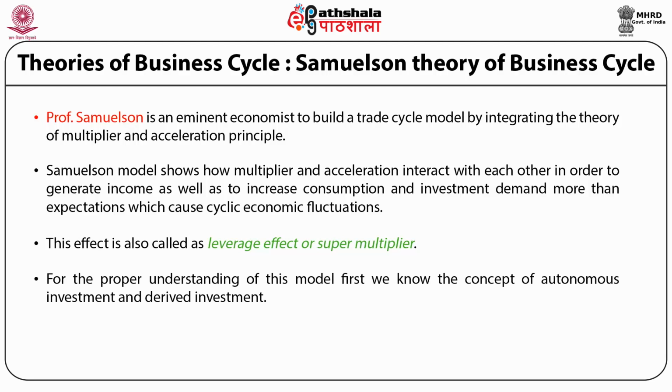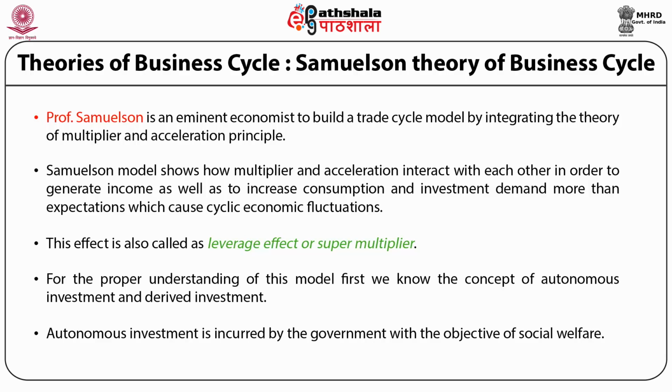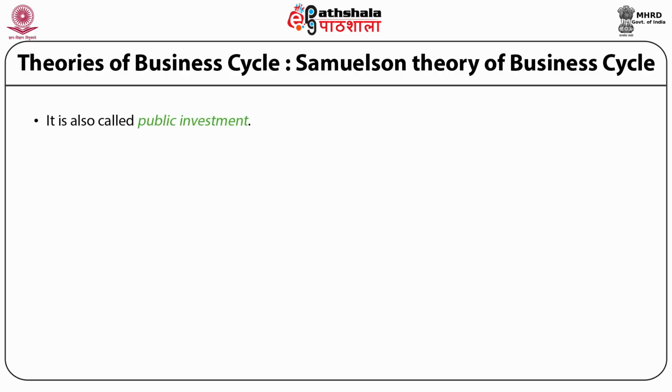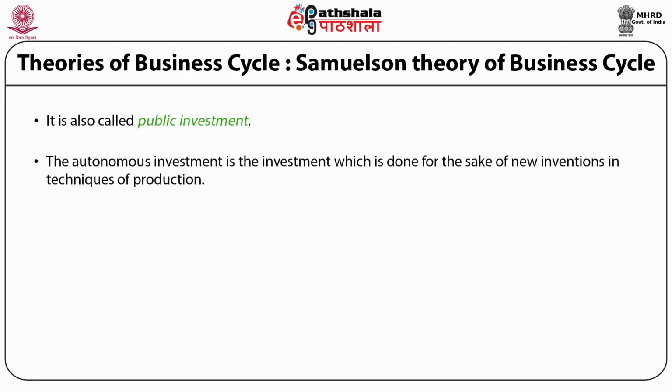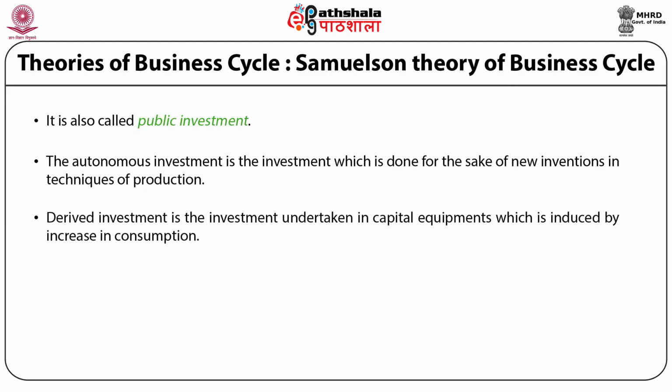For the proper understanding of this model, we first need to know the concepts of autonomous investment and derived investment. Autonomous investment is induced by the government with the objective of social welfare. It is also called public investment. Autonomous investment is also investment done for the sake of new inventions in techniques of production. Derived investment is the investment undertaken in capital equipment which is induced by an increase in consumption.